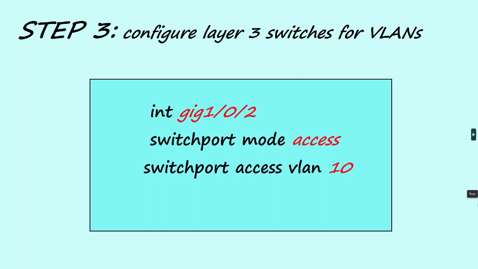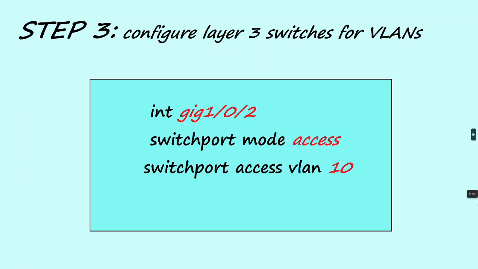Step 3, configure layer 3 switches for VLANs, and this is almost identical to the previous step. So each layer 3 switch has 7 layer 2 switches coming into it. So instead of in the previous step where we did one group of commands per switch, here we do the commands for each interface.